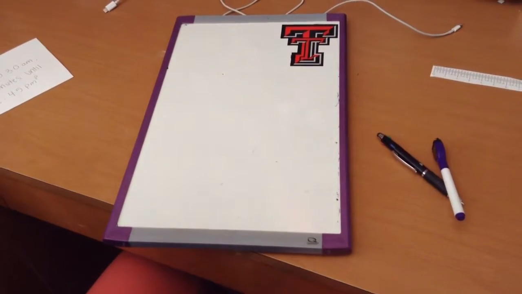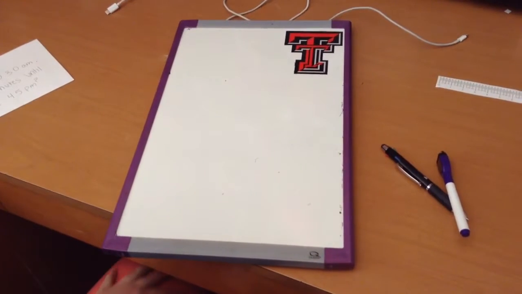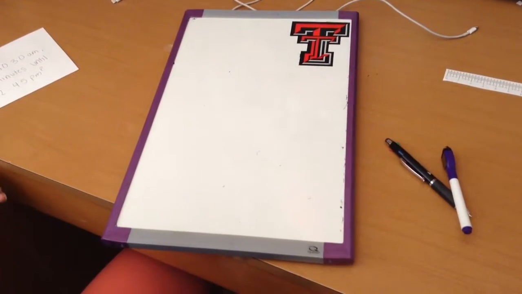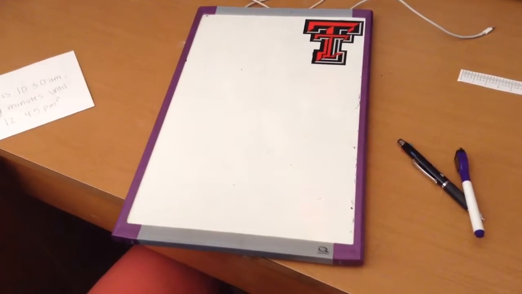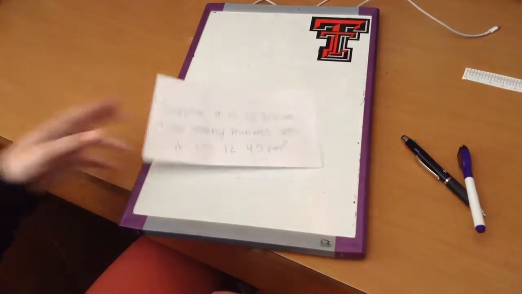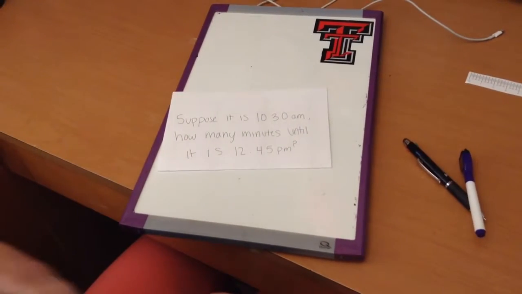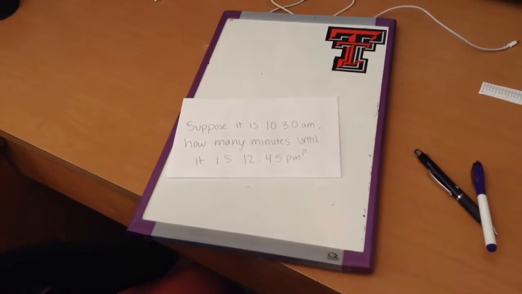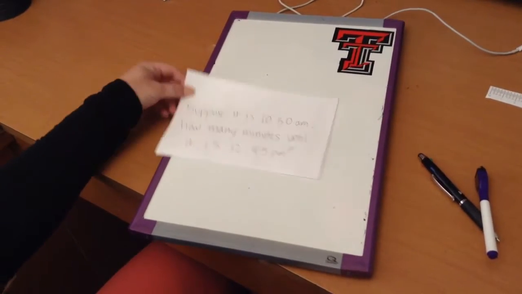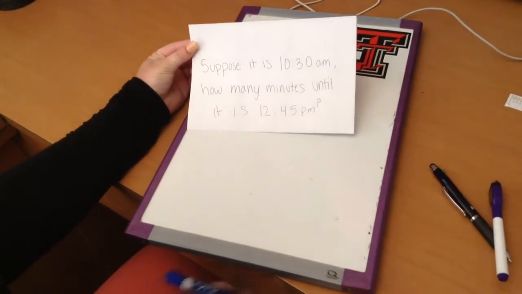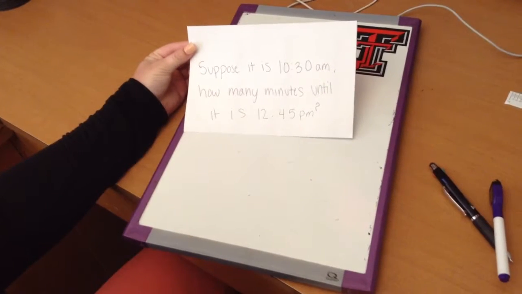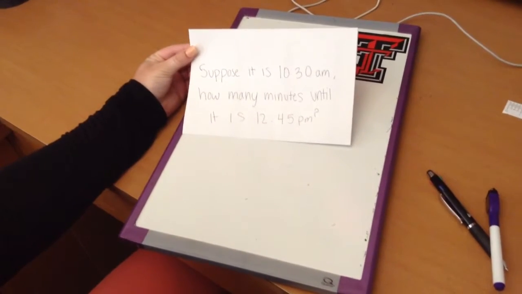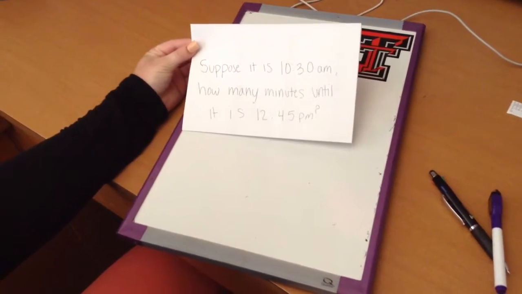So the first way I'm going to show you to solve a problem is by regrouping in base 60, and it's called the Make 60 approach. And so remember, if you know how to regroup in base 10, then you'll be good to go for regrouping in base 60. So we're going to start off by reading our first word problem, and it says, suppose it is 10:30 a.m. How many minutes until it is 12:45 p.m.?